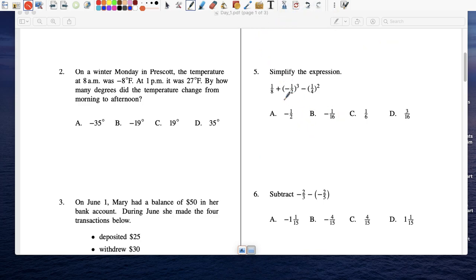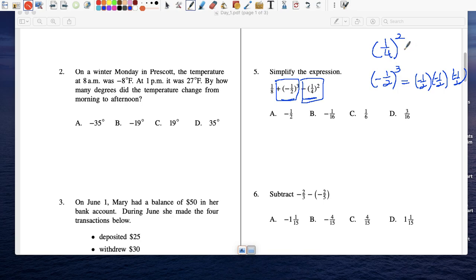So I think the key part in this was for you to understand the difference between this and this. Notice the difference. Here, remember, everything in the parentheses is raised to the third power. So that's why I did -1/2 times -1/2 times -1/2. Whereas here, it was 1/4 times 1/4. Okay?